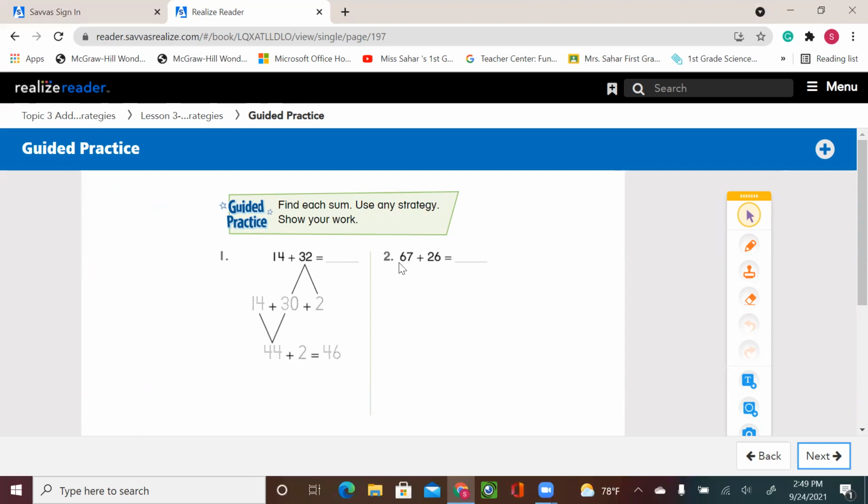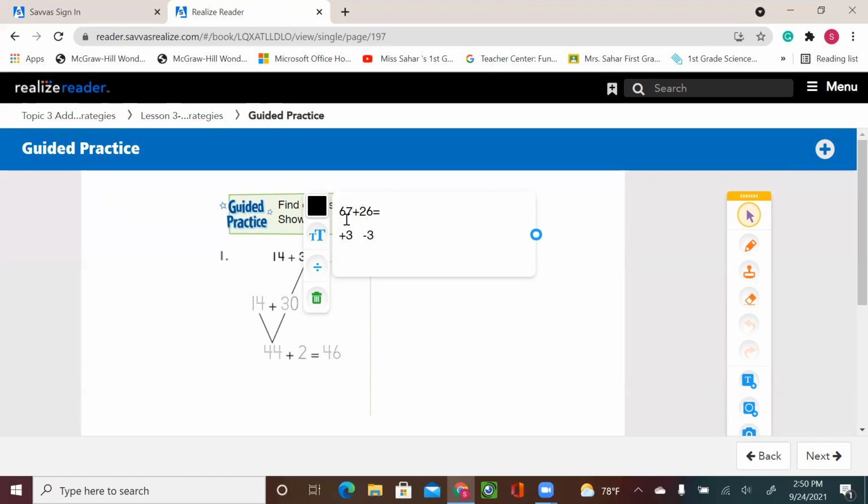Okay. Over here, 67 plus 26. We can use any strategy. For example, I'm using compensation here. 67 plus 26 equals. So I can move 3 to the 67. So I'm going to say plus 3. I'm removing from here minus 3. Now I know 67 plus 3 is 70. Plus, now 26 minus 3, or 6 minus 3, is 23. And then I put equals.